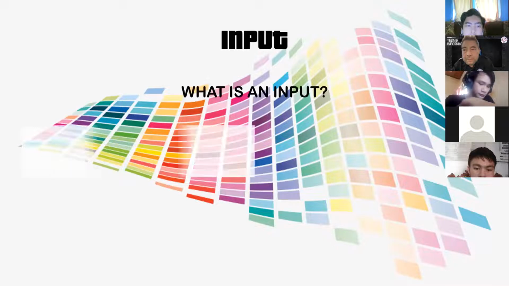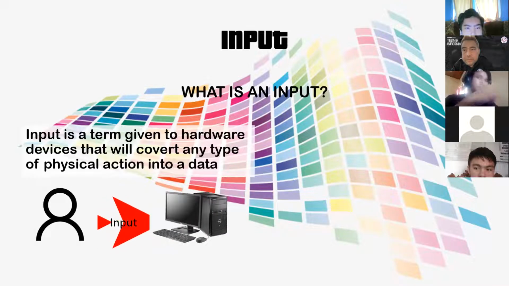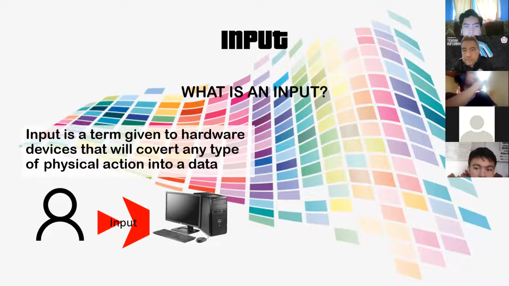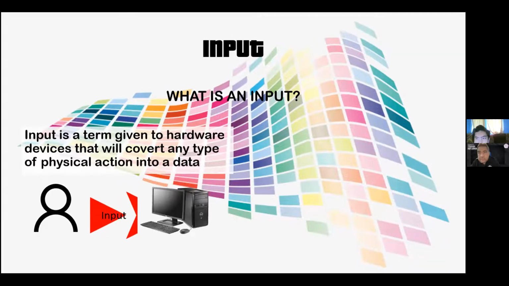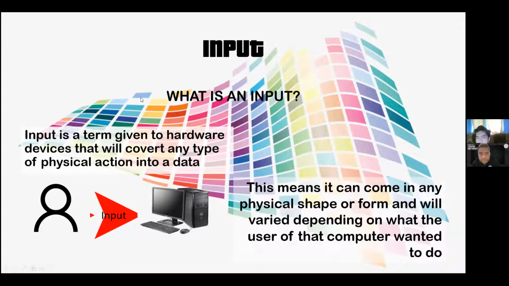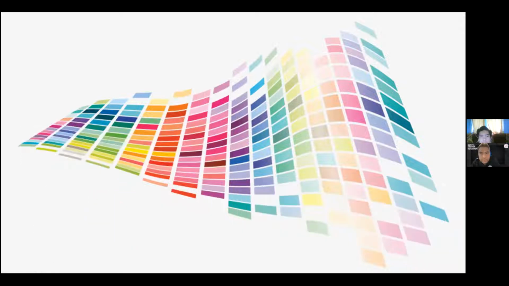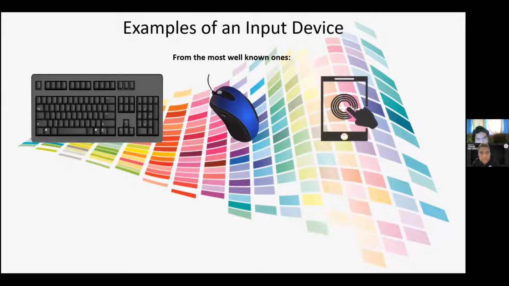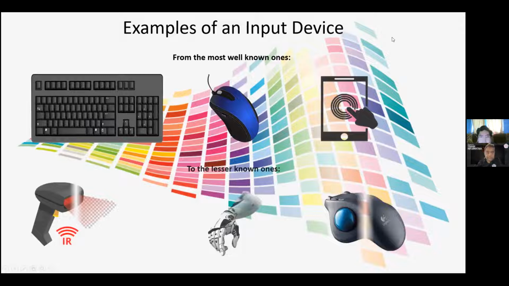What is an input? An input is a term given to hardware devices that will convert any type of physical action into data. This means it can come in any physical shape or form and will vary depending on what the user of that computer wants to do. Here we have some examples of what an input device is, like the most well-known ones, which are a keyboard, mouse, and a touchscreen, and the lesser-known ones like infrared system, bionic hand, and trackball.